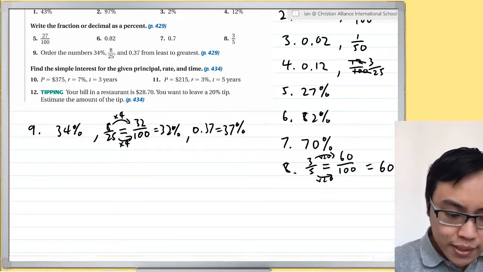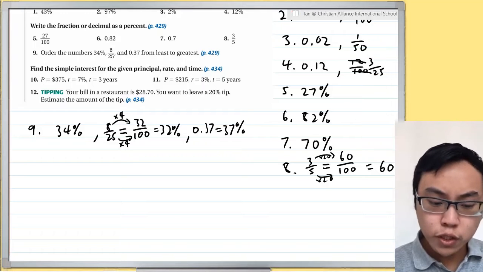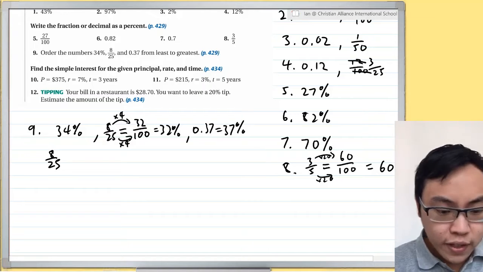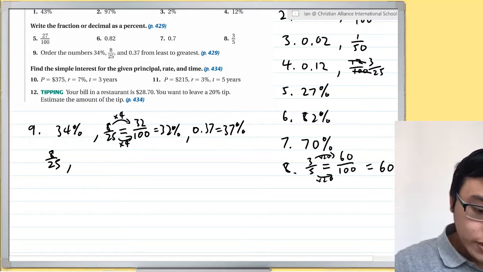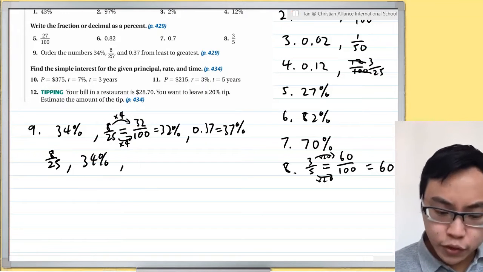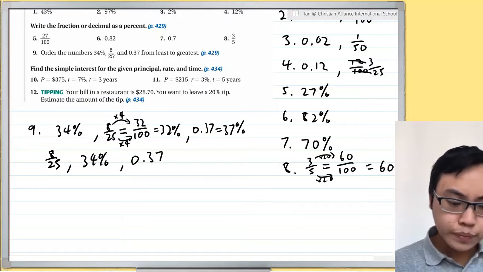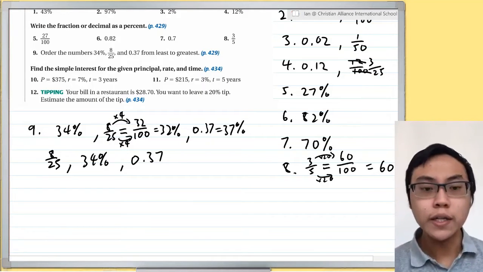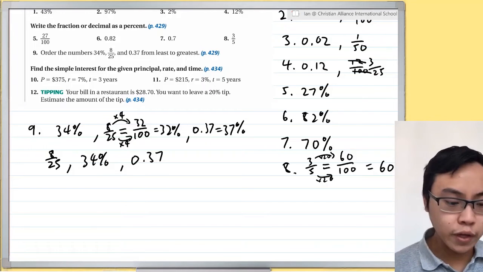So the least will be 32%, which is 8 over 25. So we're going to write 8 over 25 here as the first one, that's the least. And then the second one is going to be 34%. And then the greatest one will be 0.37. So that's how we order from least to greatest. We want to change them all into the same common type of number.